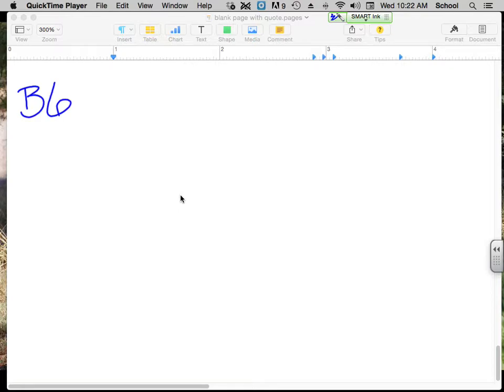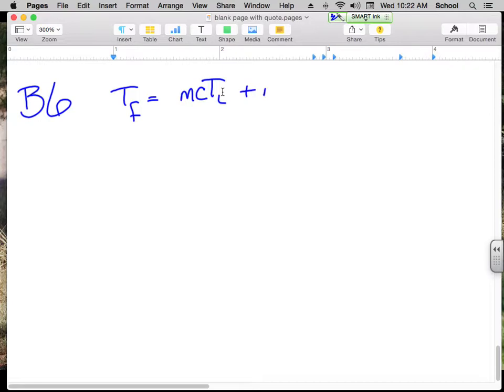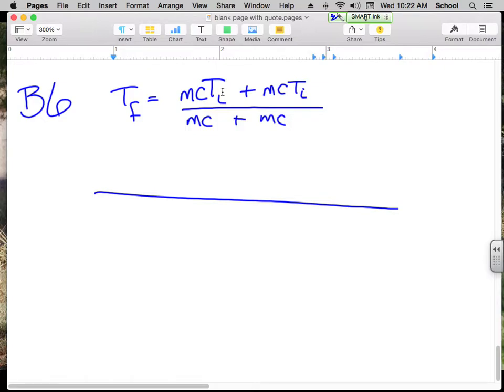Now, when you see final temperature, that should automatically clue you in that, hey, I'm going to use the final temperature equation. So that's going to be the MCTI plus MCTI over MC plus MC. I didn't have pluses at the end because I only had two things. I saw that, so I'm just going to stop at 2. So we're going to work with this equation, but then we're going to say, okay, I have two things mixing. One of them was the water, and one of them is the milk. I don't know why you would want to put boiling water in the milk, but that's just weird.